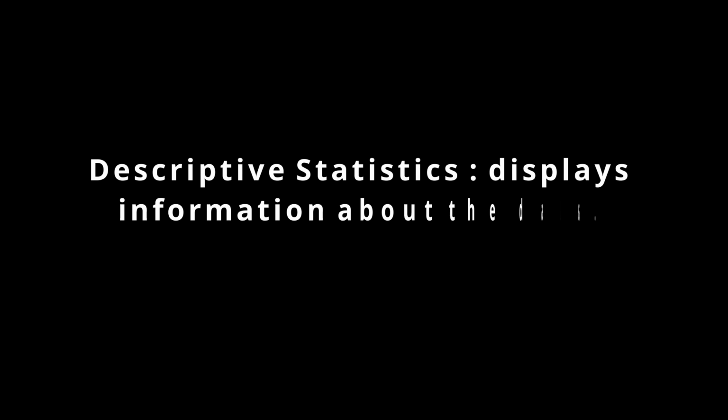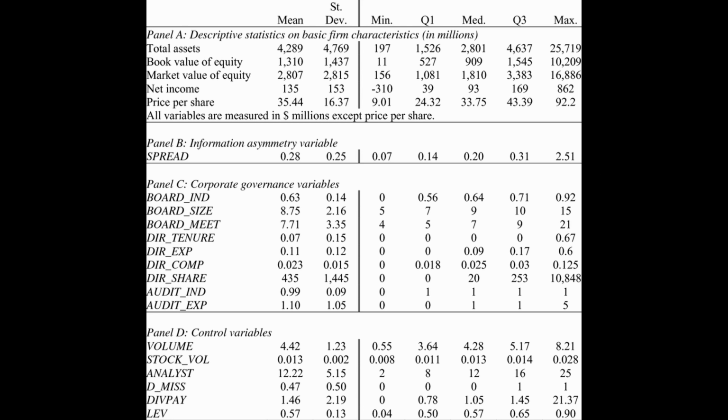Descriptive statistics, on the other hand, does not try to generalize data, but instead simply displays information about the data. For example, what's the average? What's the most common value? These types of numbers, these types of descriptions of the data are what we call descriptive statistics, and they are going to be very necessary as we do inferential statistics.